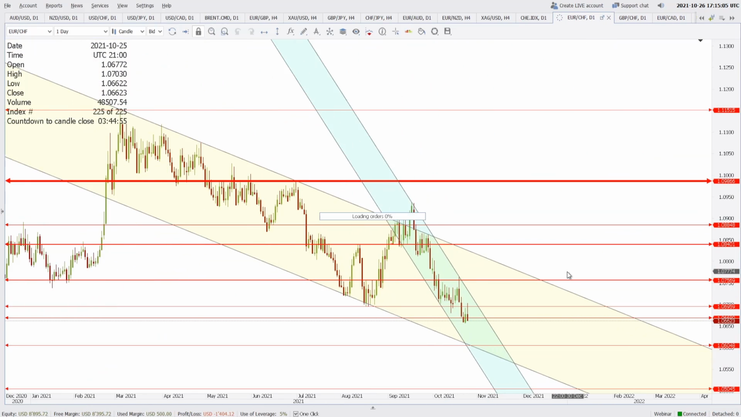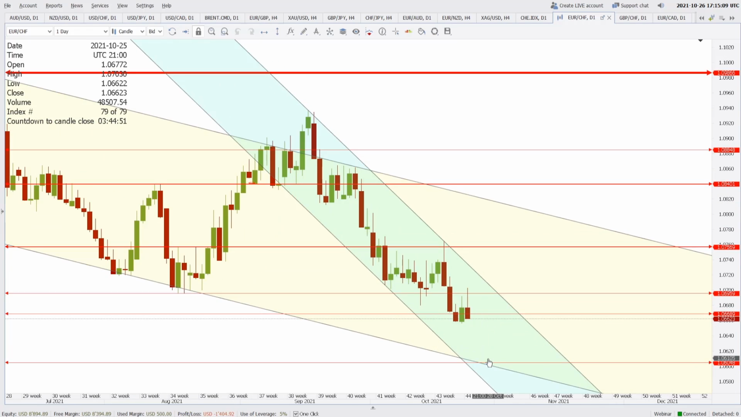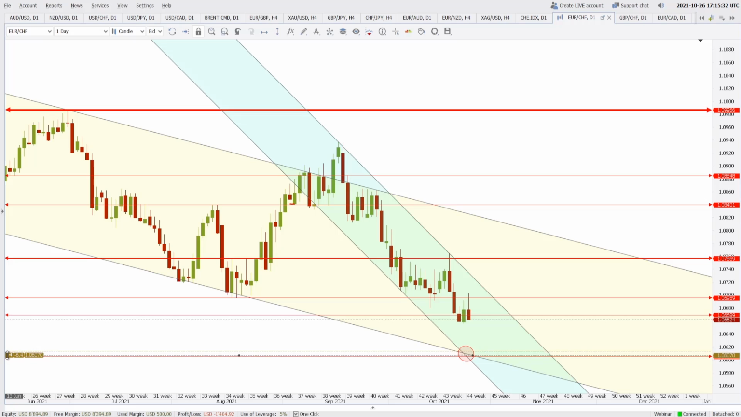Euro CHF is weak because the Swiss franc is strong. Now expect the price to go back to 1.0604 before it takes any support. Also notice that this area is a confluence of three supports. One is this falling channel's support line, second is this falling channel's support line, third is this horizontal support of 1.0604. So I want to mark this area on my charts, because if the price comes back here, I would be looking for a buying opportunity.